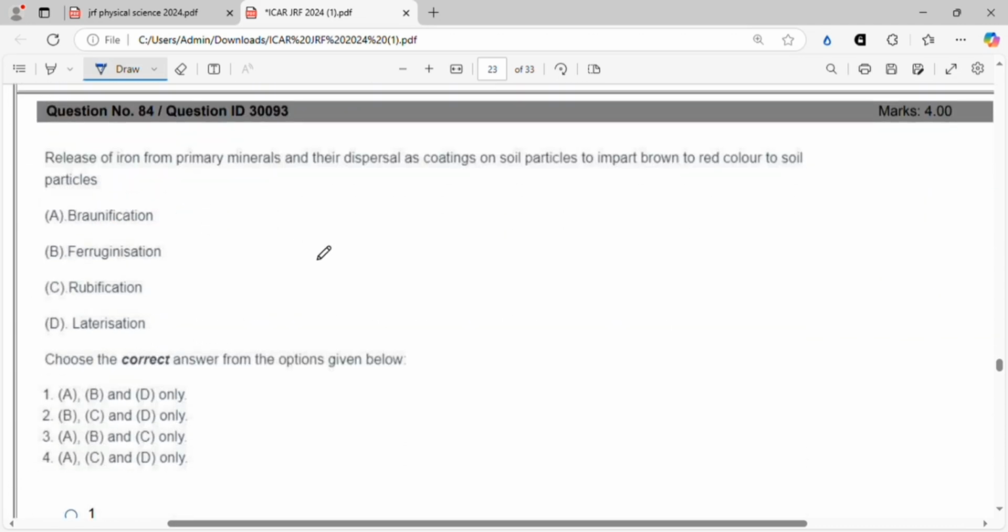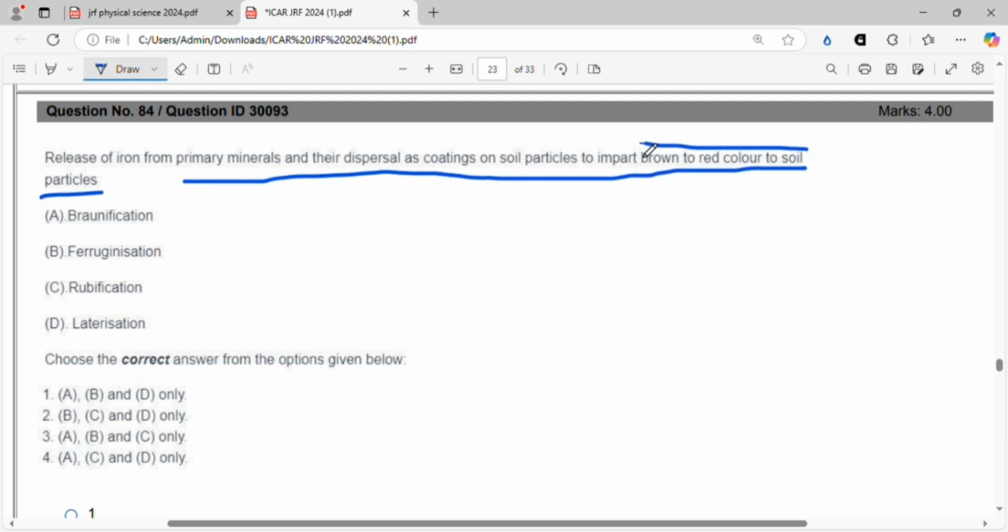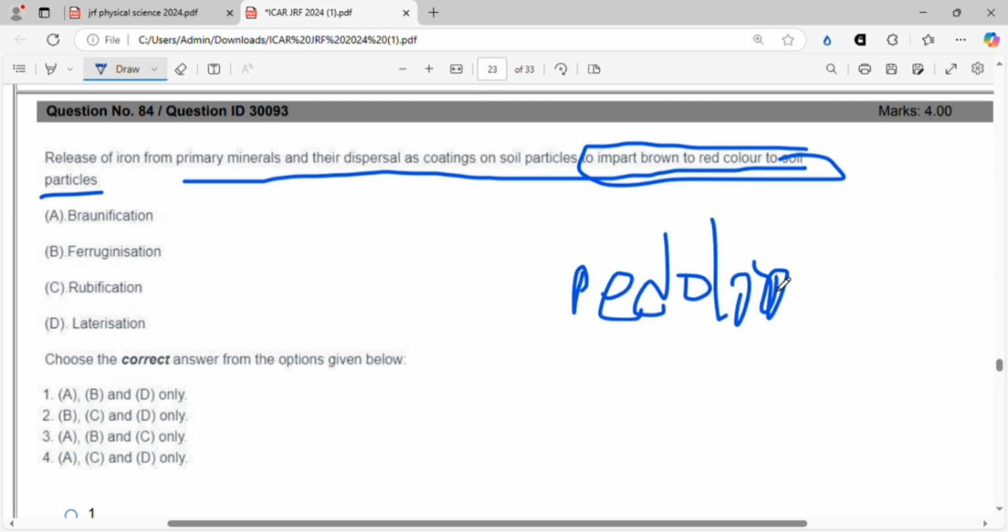Release of iron from primary minerals and their dispersal as coatings on soil particles to impart brown to red color to soil particles. This is also another question from pedology. This is, I think, the 11th or 12th question from pedology, and again I'm repeating the same words. You have to be very thorough about the pedology portion, and the answer to this question is brownification, ferruginization, rubification.